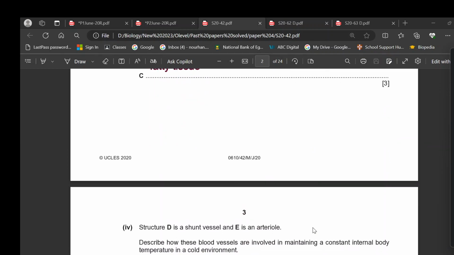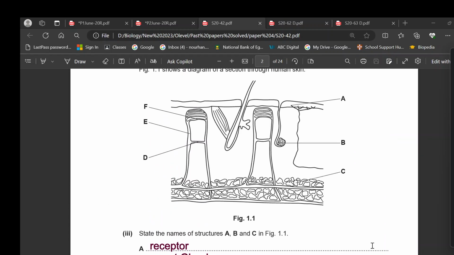Structure D is a shunt vessel. Structure E is an arteriole. Describe how these blood vessels are involved in maintaining constant internal body temperature in a cold environment. If it is cold, how does the arteriole and the shunt vessel respond? In the cold weather, the arteriole will constrict, okay? So less blood flows in the capillaries near the skin, therefore less heat loss by radiation.